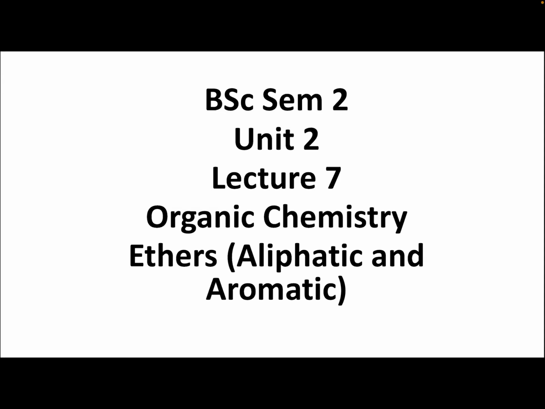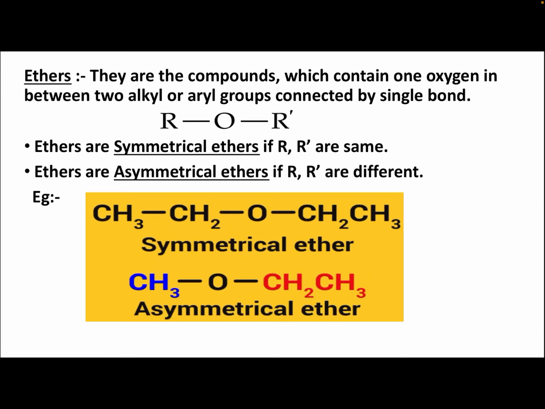Good afternoon, students. Today we will study lecture 7, Organic Chemistry: Ethers, Aliphatic and Aromatic Ethers. Ethers are compounds which contain one oxygen in between two alkyl or aryl groups connected by single bonds, R-O-R dash. Ethers are symmetrical ethers if R and R dash are same. If R and R dash are same, they are known as symmetrical ethers. Ethers are asymmetrical ethers if R and R dash are different.